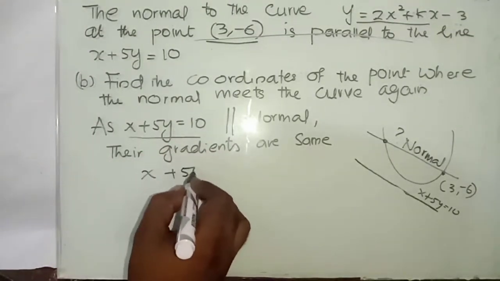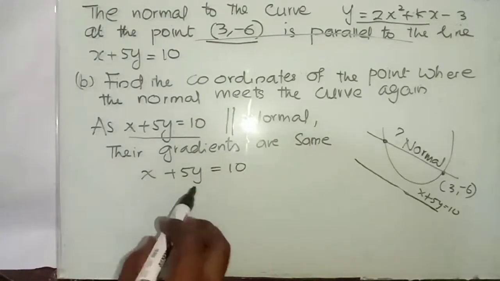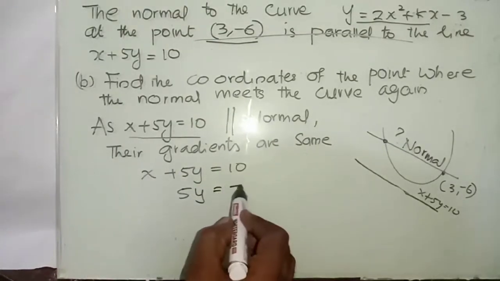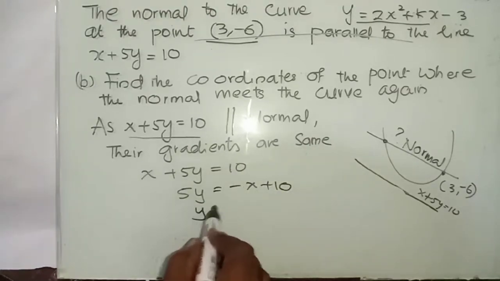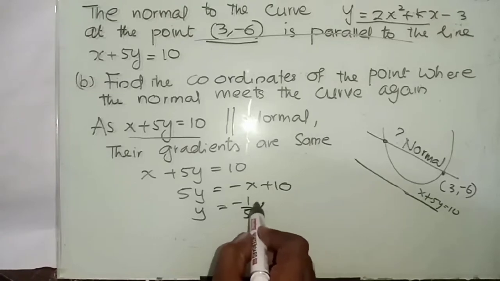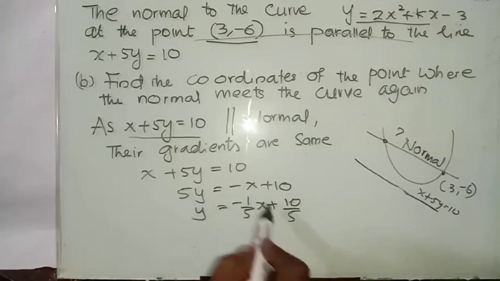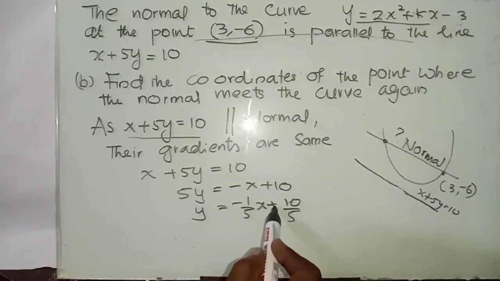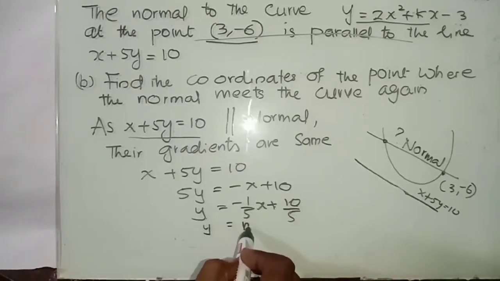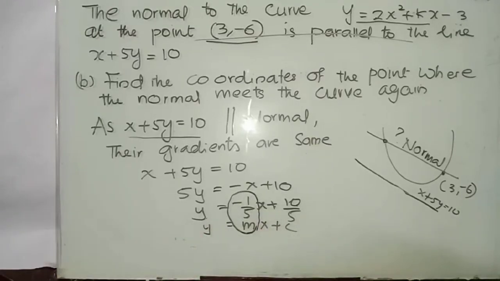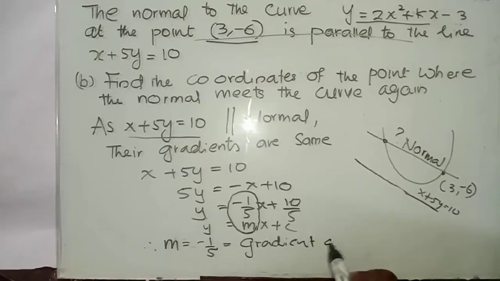So x plus 5y is equal to 10. It implies 5y is minus x plus 10, or y is minus 1 by 5 x plus 10 by 5. Just I converted it in the form of y is equal to mx plus c. So what is the value of m here? Minus 1 by 5. So m is minus 1 by 5. That will be the same as the gradient of the normal.